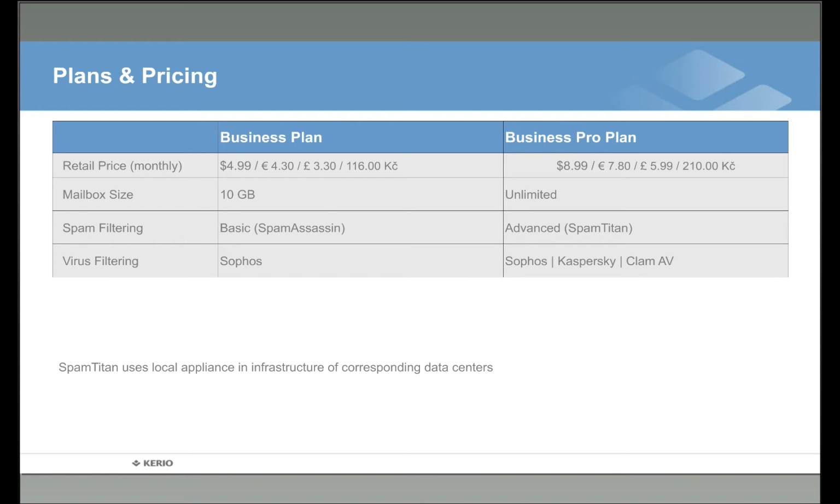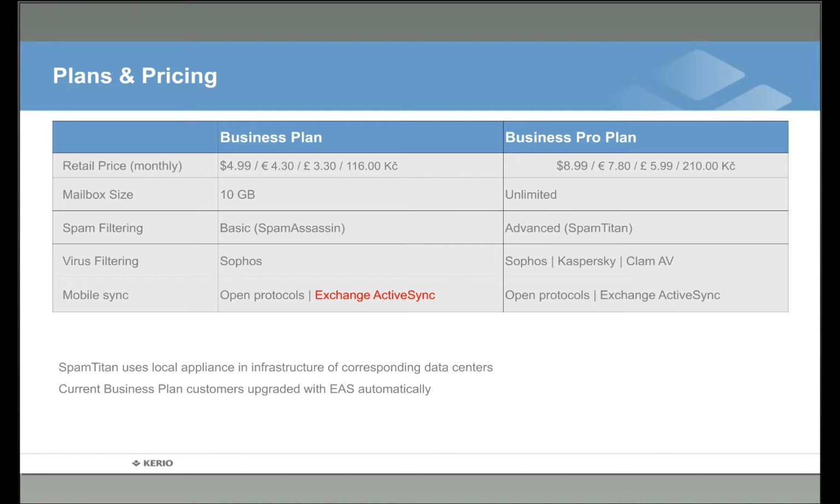So it's super secure. Of course, the spam filtering for the business plan is using Spam Assassin, which is an updated version from what we used to have several months back. So you will see an increase in spam accuracy even on the basic plan at this point. Virus filtering, we use Sophos still in the business plan. With the Business Pro plan, you actually get 2 additional levels of scanning. You get Kaspersky as well as ClamAV, and those are included in the Spam Titan product.